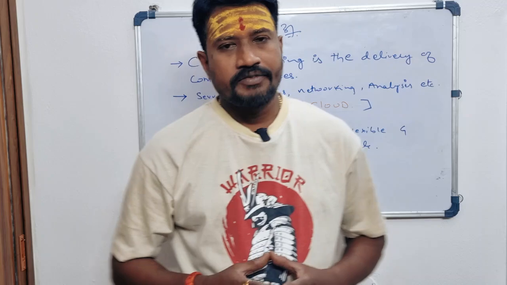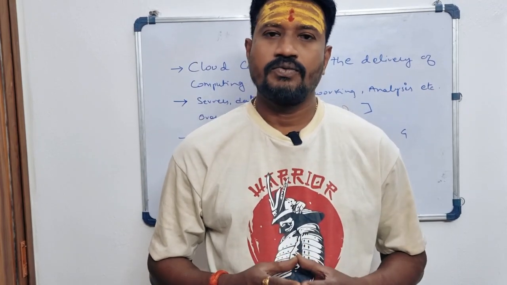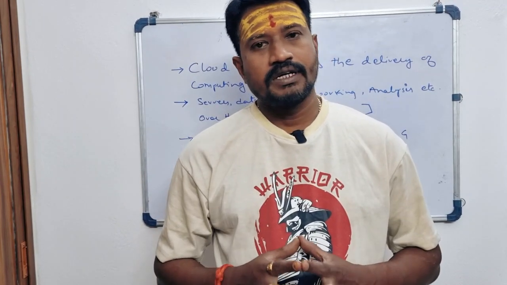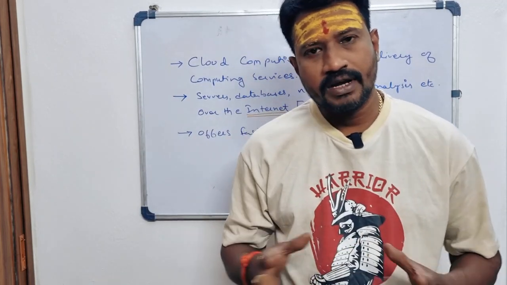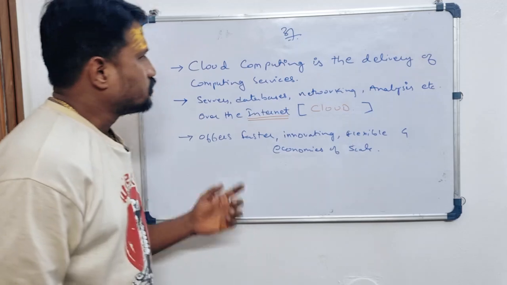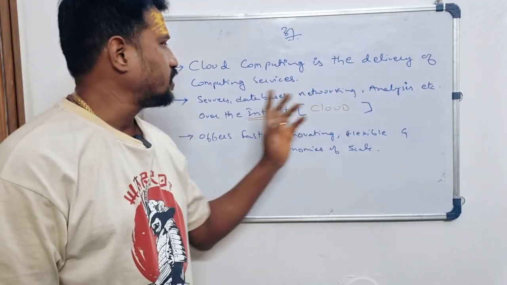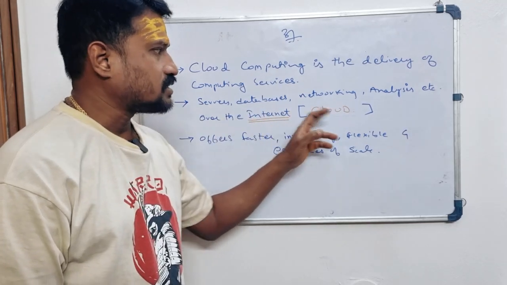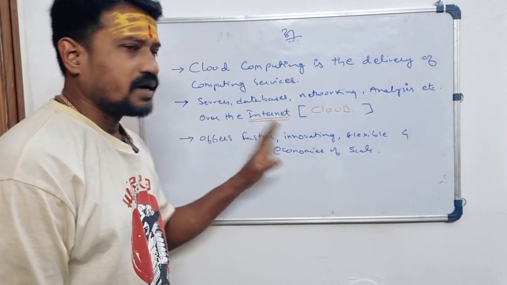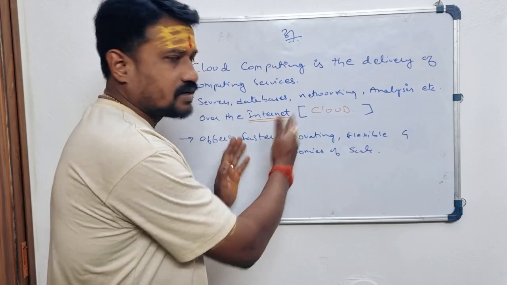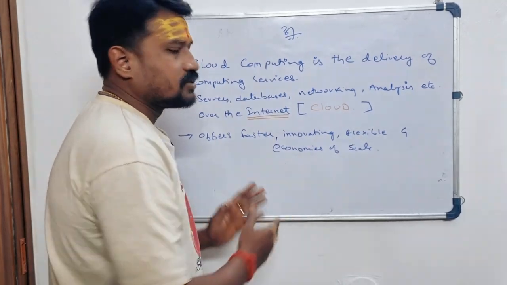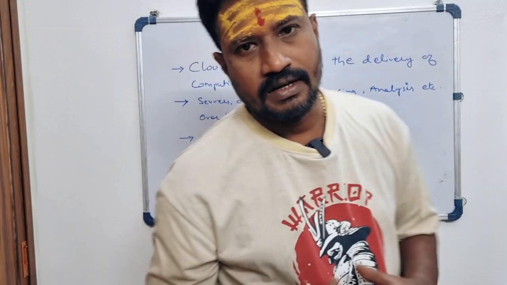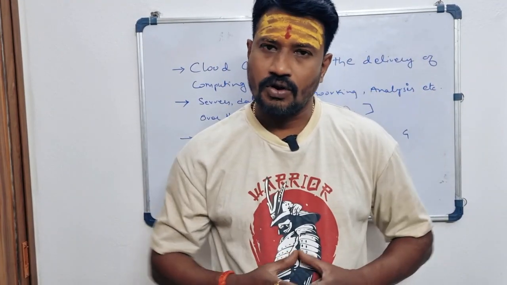Friends, yesterday we discussed on the day 0 session what actually cloud computing was and the evolution process of cloud computing, and we ended up with this definition which says cloud computing is the delivery of computing services which includes servers, databases, networking, analysis over the internet. So over the internet stands for cloud. It offers faster, innovative and flexible solutions at economies of scale. Okay, so this is the definition of cloud computing.